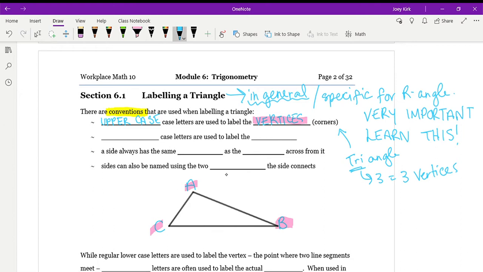Lowercase letters, oops, and I realized here, uppercase, we don't need that twice. Lowercase, so that's little letters, are used to label the sides. So what we do is we take the side opposite the letter. So a side always has the same letter as the vertex, that's one vertex, that's singular, across from it. And sides can also be named using the 2 vertices, and this is going to seem strange, the side connects, but I'll explain in a second here. So let's do this just for a sec.